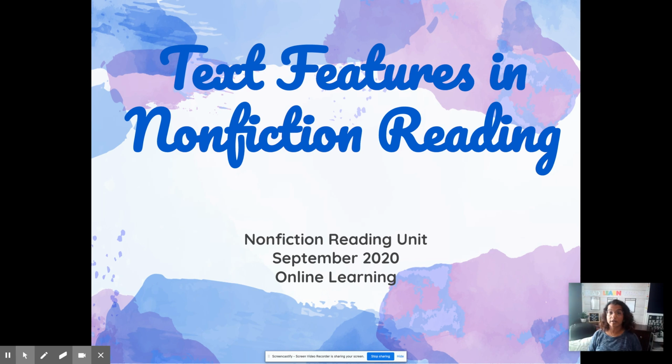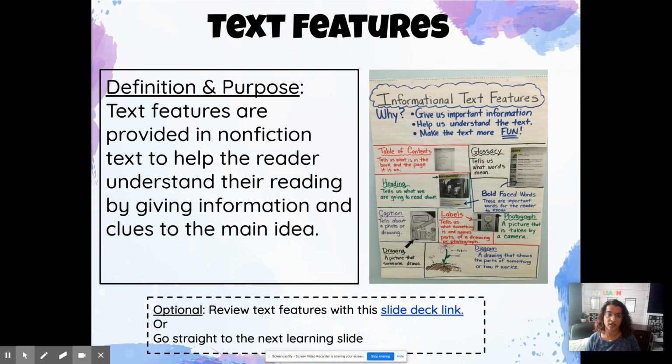Okay, so what we're going to do is notice text features and ask ourselves why text features are so important in nonfiction reading. So the definition is that text features provide us information in nonfiction. They help us understand reading by giving us clues to what the main idea is all about. If you look at that chart on the right-hand side of the slide, it says informational text features. Why? They give us important information. They help us to understand text. And I'll be honest, they're fun. They're just really fun to read, these little blocks of information.